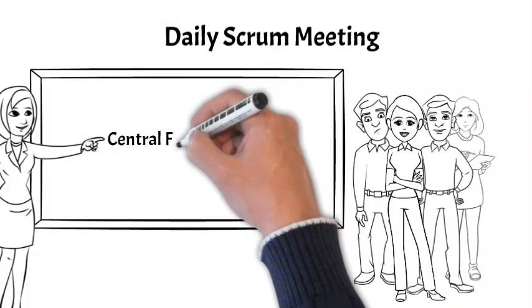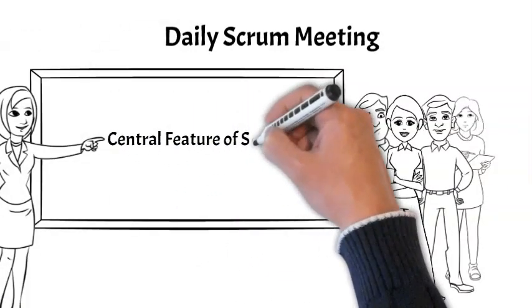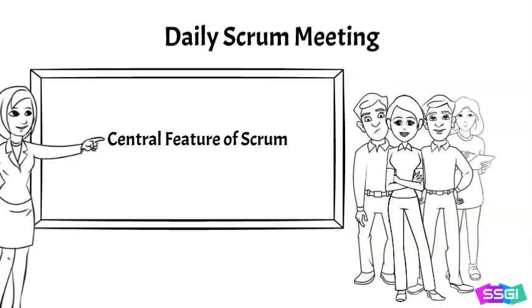It is important to emphasize that the daily Scrum meeting is one of the most central features of Scrum. It not only keeps the team focused on what needs to be done, but also provides a formal conduit for considering any changes that need to be considered. It is this daily meeting that helps to ensure a flexible and responsive approach to the achievement of project objectives.